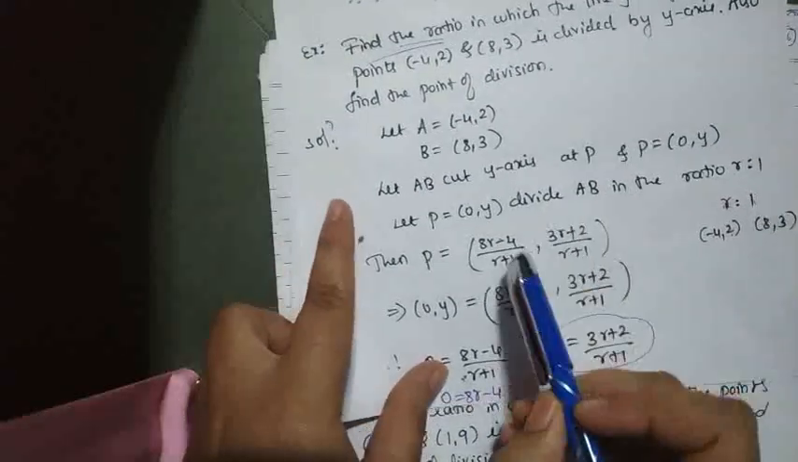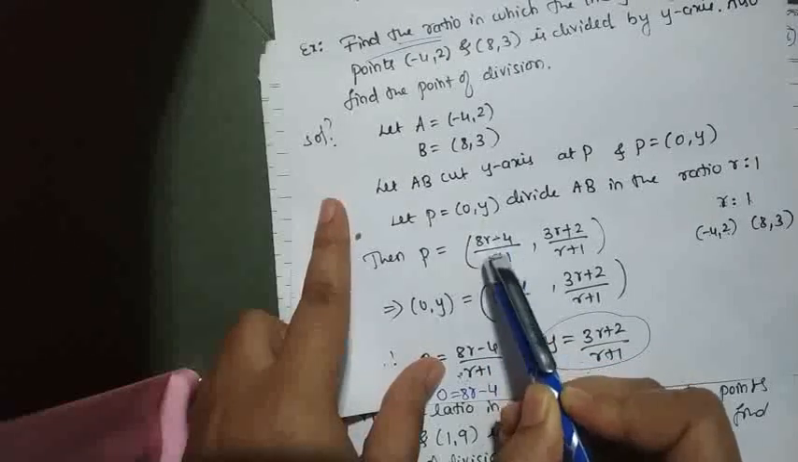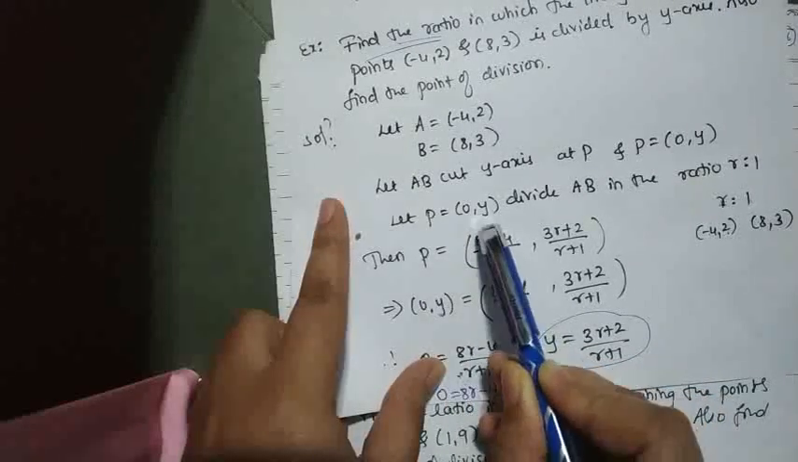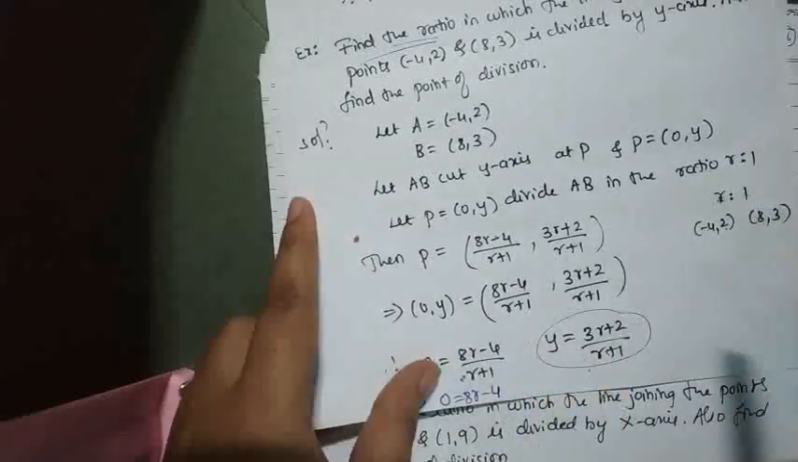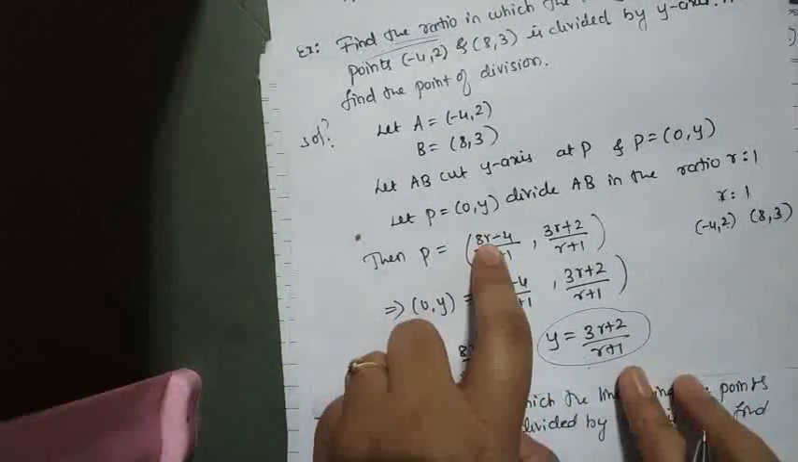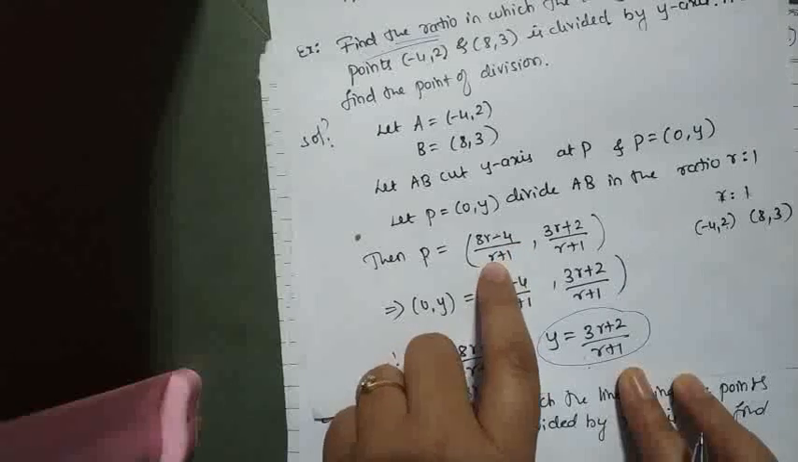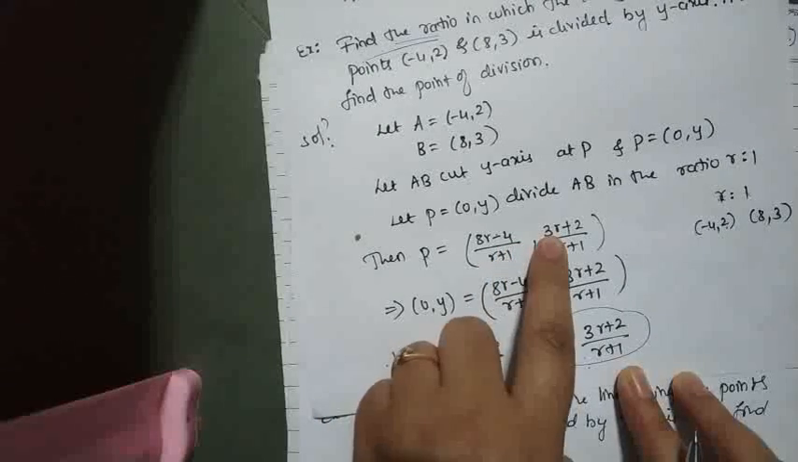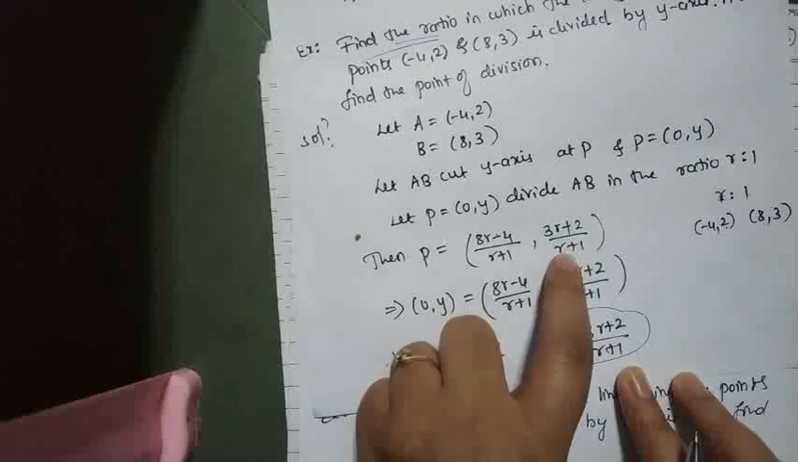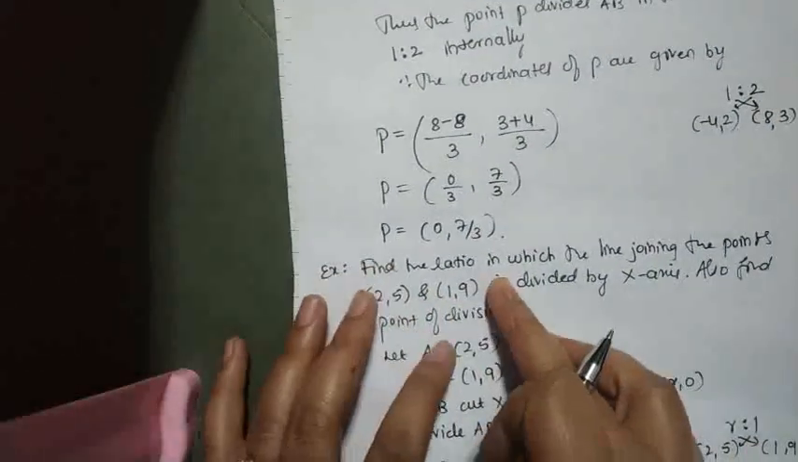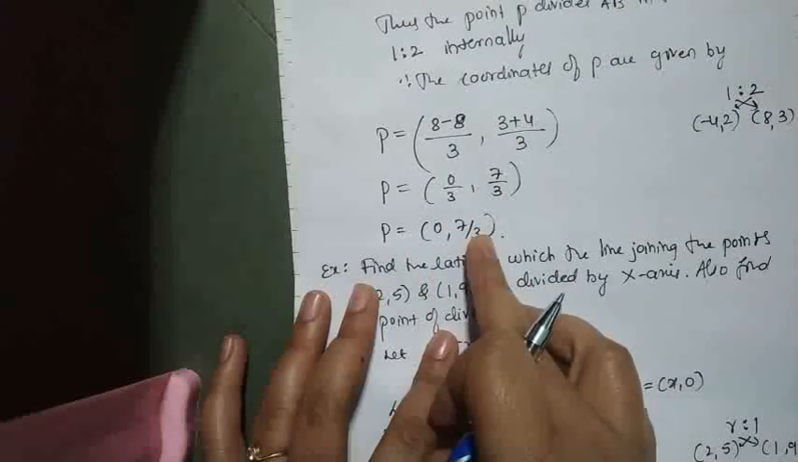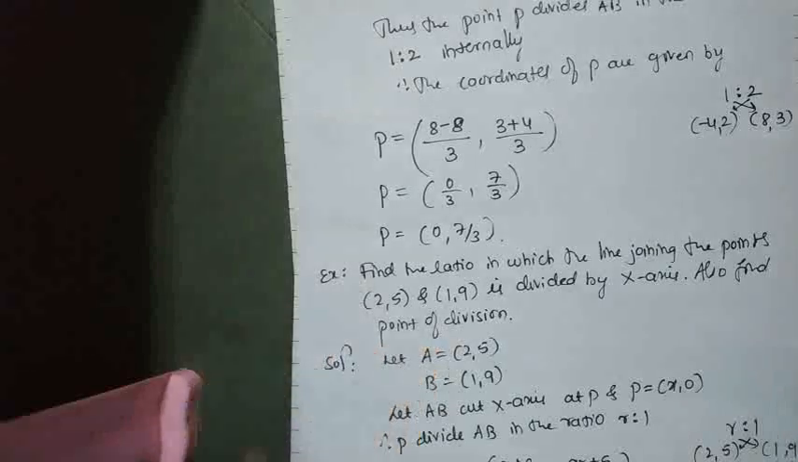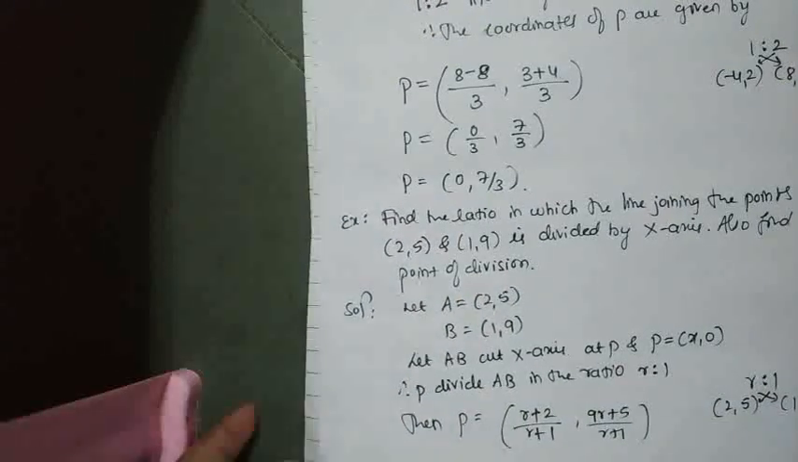What is the value of r? The r value is 1 by 2. So substituting the value of r, which is 1 by 2, we get 8 into 1 by 2 minus 4 divided by 1 by 2 plus 1, and 3 into 1 by 2 plus 2 divided by 1 by 2 plus 1. On simplification you will get 0, 7 by 3. Okay, so this is the coordinate of the point P.